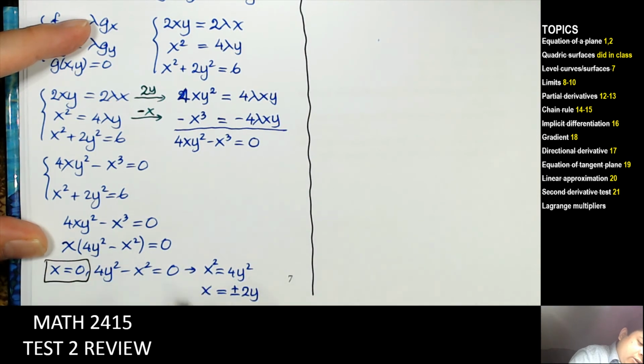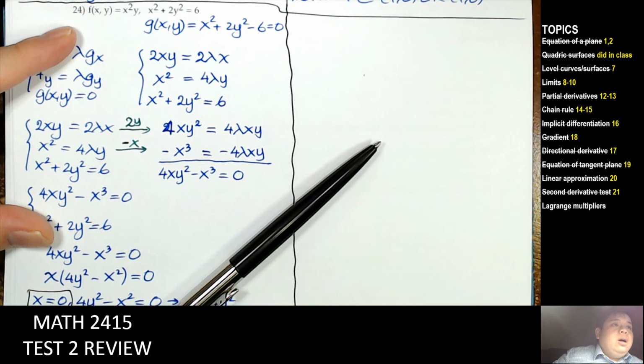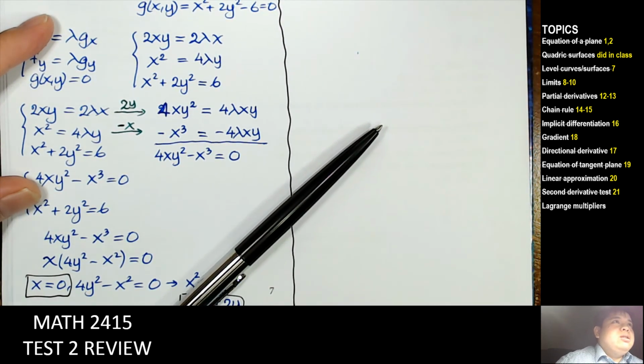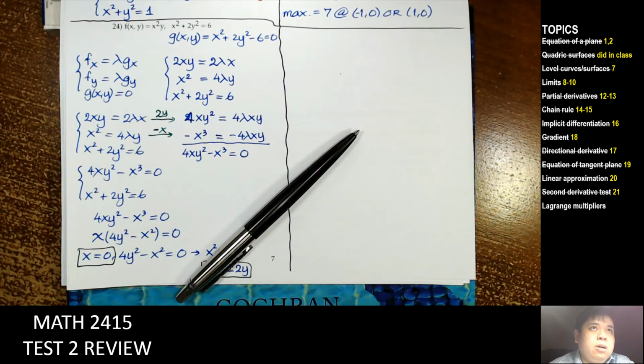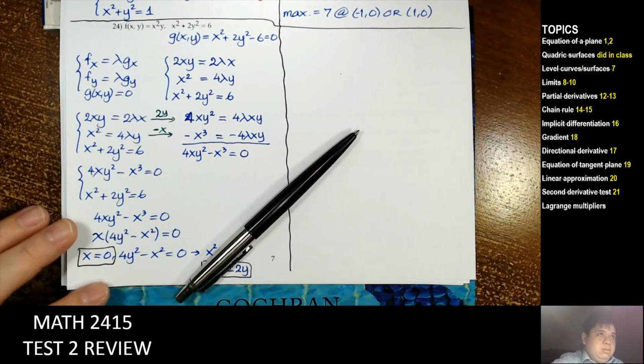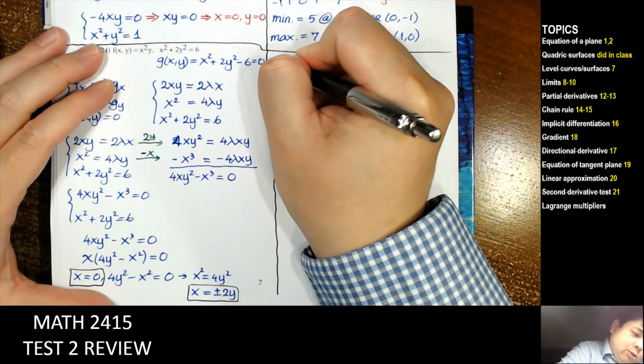X equal to 0. Let me zoom out because the camera, that is. Right. Now I have the whole problem. Right. At x equal to 0.